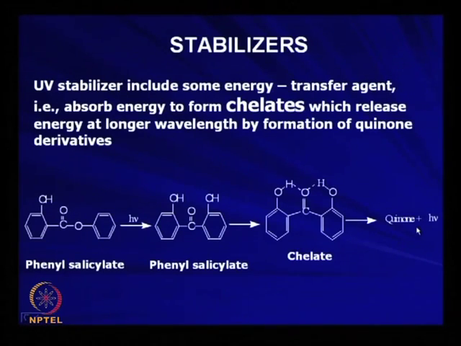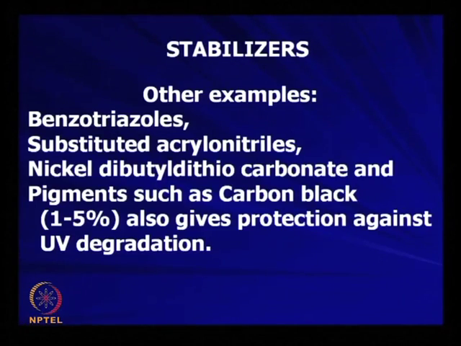Achha, one more thing, carbon black. You see almost all overhead tanks are black, is it not? 1 or 2% of carbon black is blended with this plastic HDPE, because carbon black absorbs UV without causing any harmful effect on the polymer. So, UV is absorbed by the carbon black before it reaches the carbon-carbon and carbon-hydrogen bonds of the polymer. So, it stabilizes the polyethylene. So, carbon black is used not as filler, but as UV stabilizer in this tank. Other examples: benzotriazole, substituted acrylonitriles, nickel dibutyl thiocarbamate, pigments, carbon black 1 to 5%, also give protection against UV radiation.